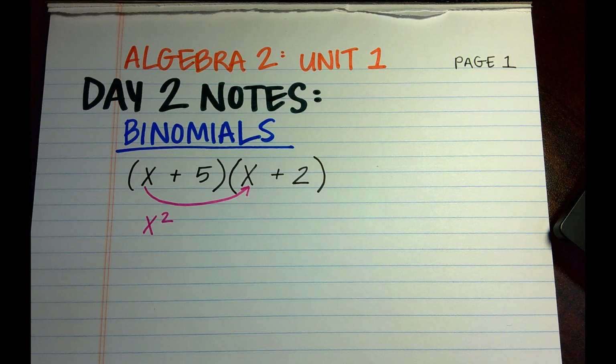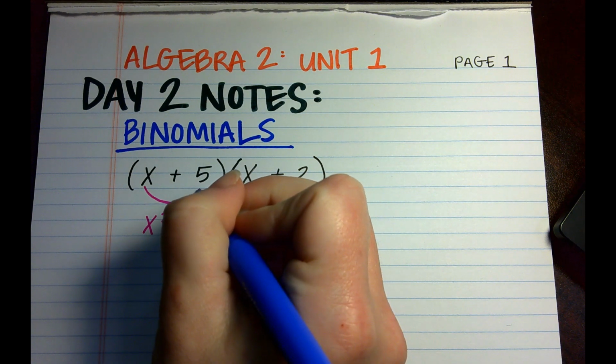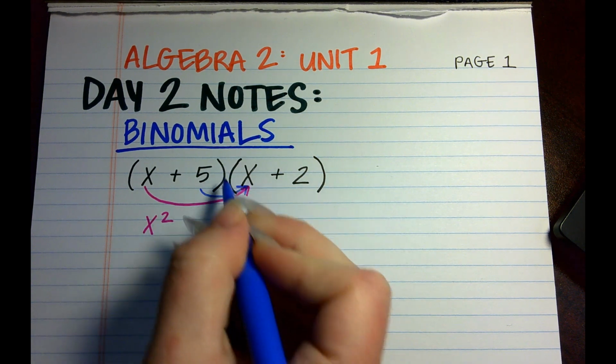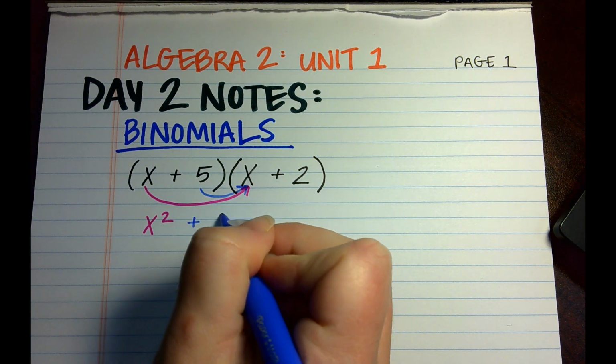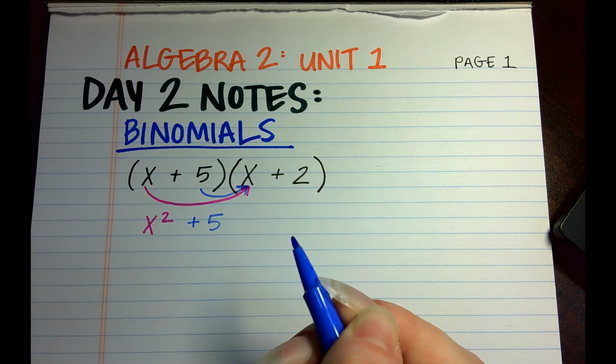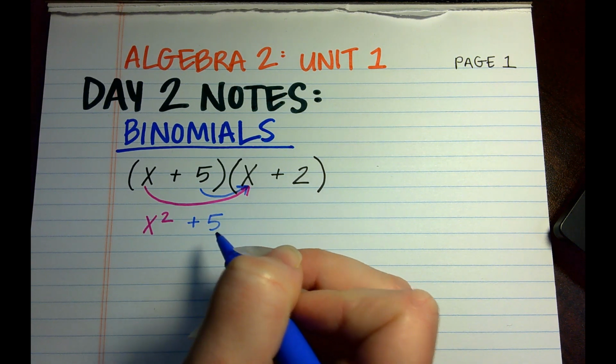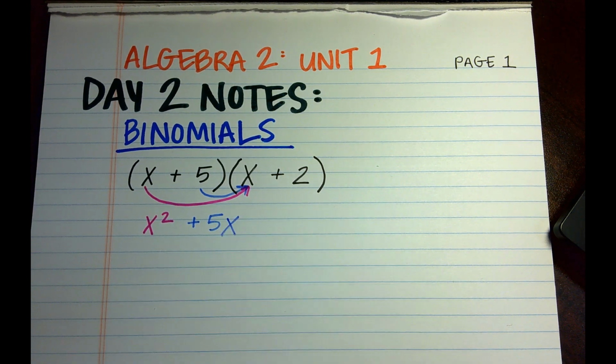And what would I do next? 5 times x. You absolutely could. Let's see what happens if I do that. Let's do 5 times x. Okay, so I'm going to put that down. 5 times x is what? 5x, good. Okay, is that it? Am I done? Plus 2. Oh, plus 2?